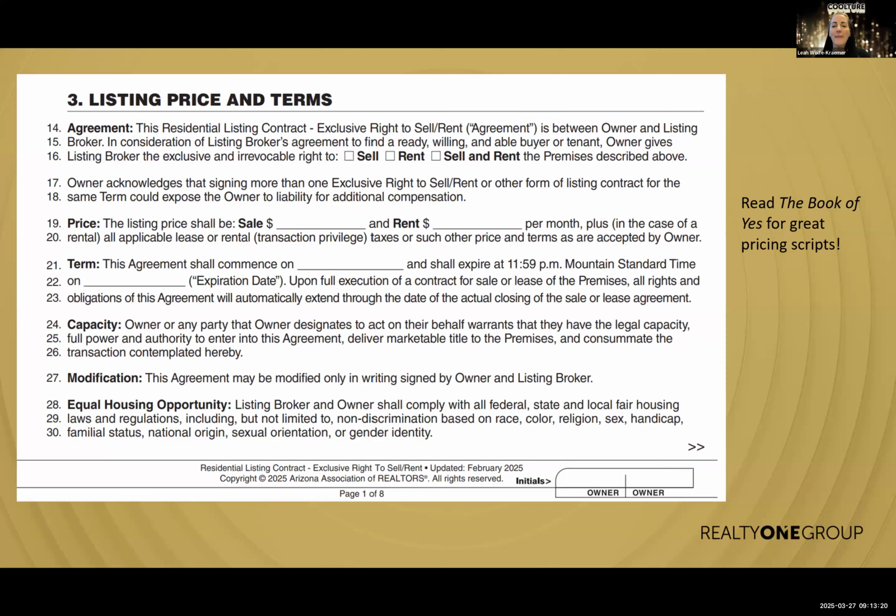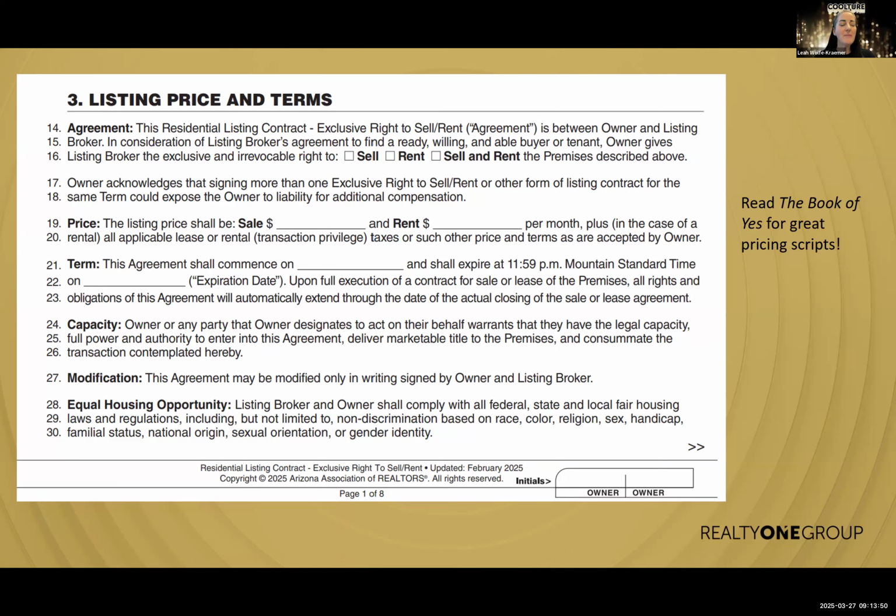If you have not read the Book of Yes, I strongly recommend it. It is literally a book of scripts, and some of his pricing scripts are my absolute favorite. They're short, sweet, to the point, and I think that they really will resonate with most people, as opposed to kind of fumbling through the whole pricing objection. It really just goes into like, hey, your neighbors have already tested the market and they failed, and here's why. So I love it. Mark it down. It's a good one for you.